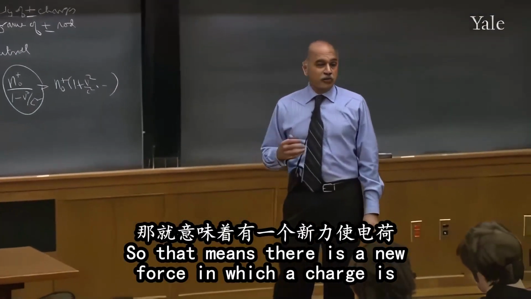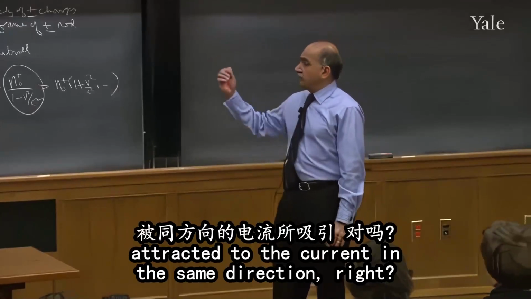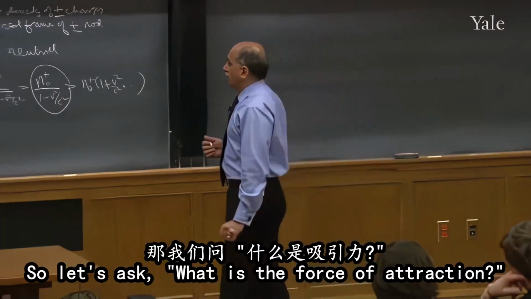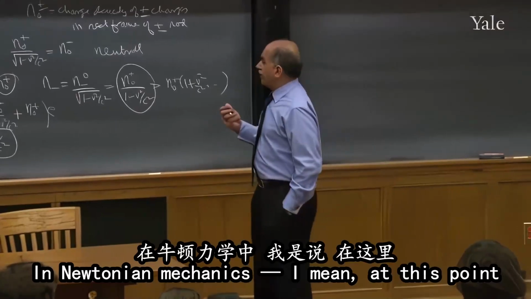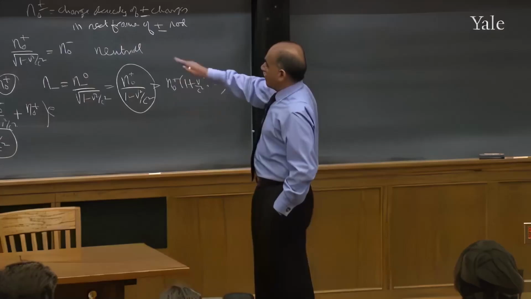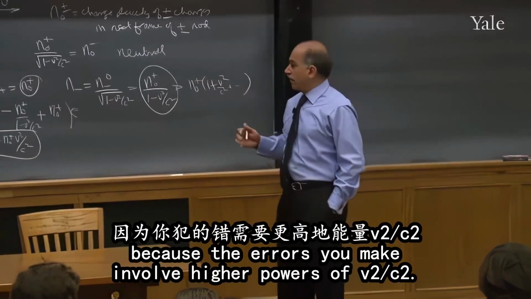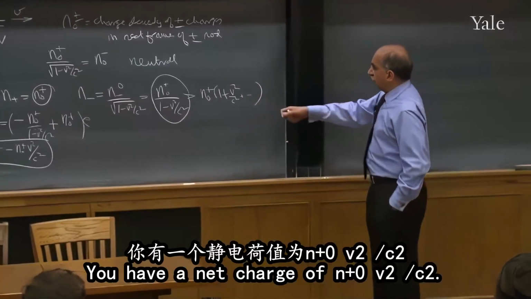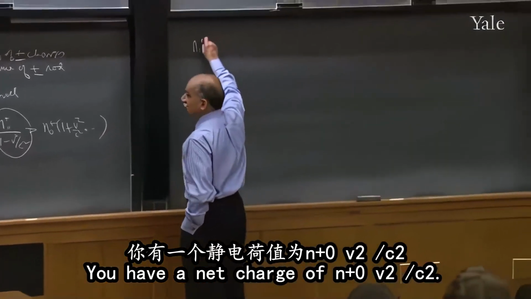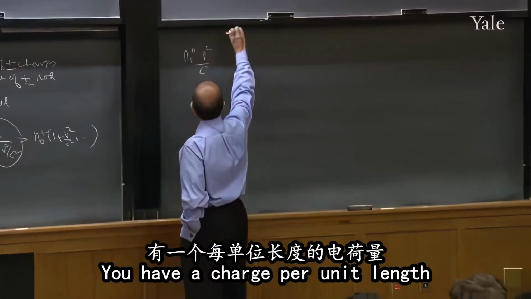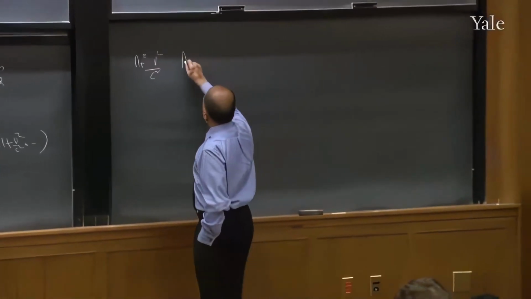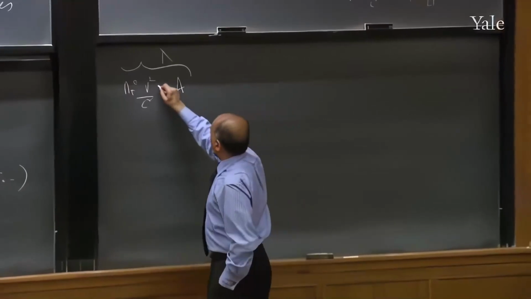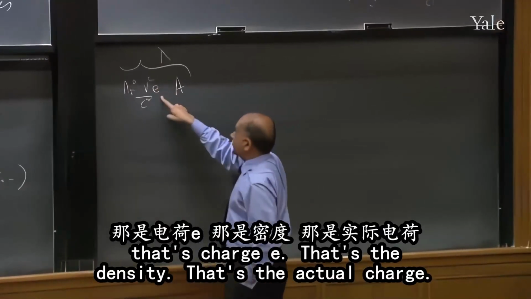So that means there is a new force in which a charge is attracted to a current in the same direction, right? So let's ask, what is the force of attraction? In Newtonian mechanics, at this point, once you've got this length contraction, you can just think in terms of Newtonian formulas, because the errors you make involve higher powers of v squared over c squared. The leading term is this. So look at that. You have a net charge of n plus 0 v squared over c squared. You have a charge per unit length, which is the area of the wire times that. I'm sorry, that's a charge E. That's a density, that's the actual charge.